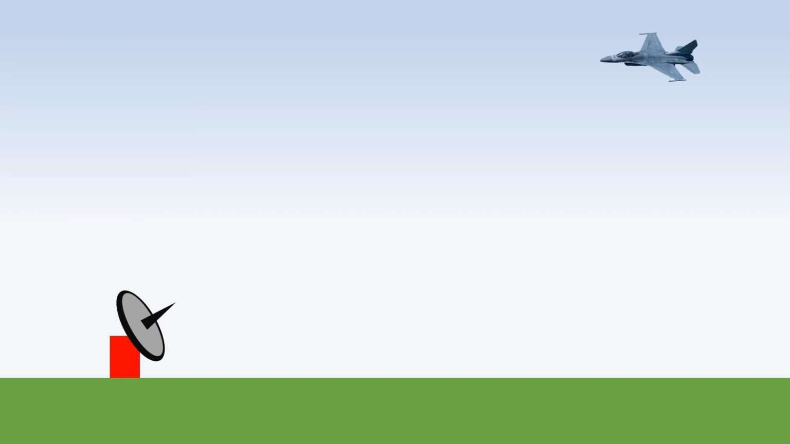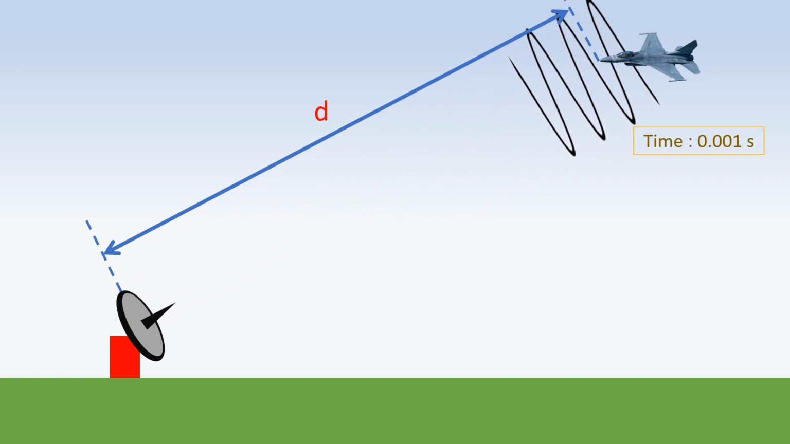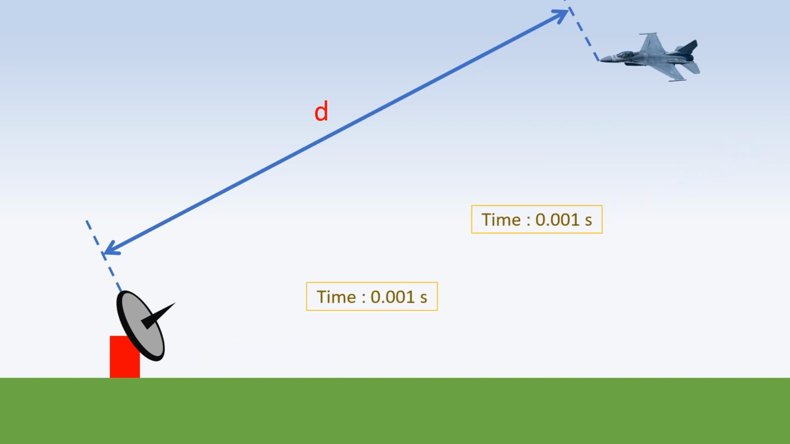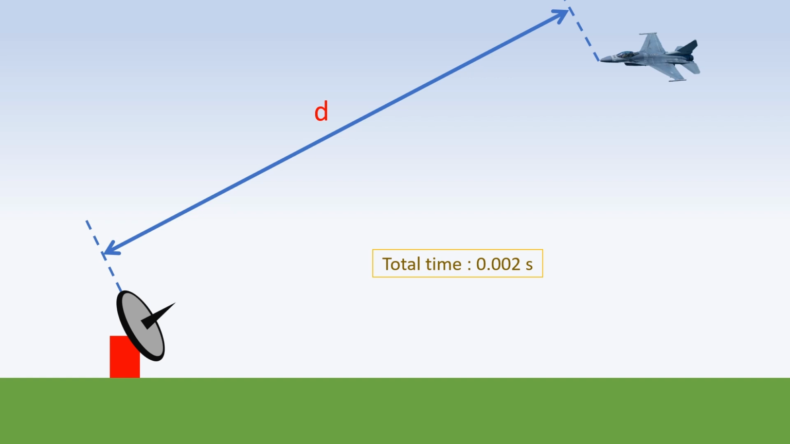For example, let's say the distance from the radar to the aircraft is d. Here, we can see the wave propagate to the aircraft in 0.001 seconds and reflect back to the receiver in the same amount of time. So, the receiver calculates the total time between transmission and reception is 0.002 seconds. The total distance the wave travels to the aircraft and reflects back to the receiver is 2 times the distance d. We already know that the speed of the wave is 300 million meters per second.